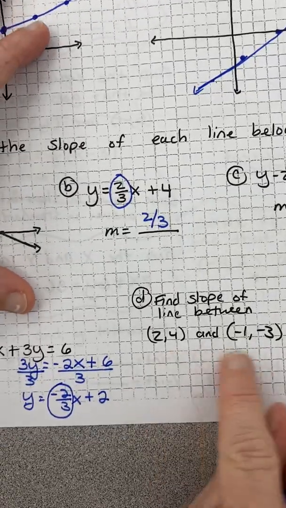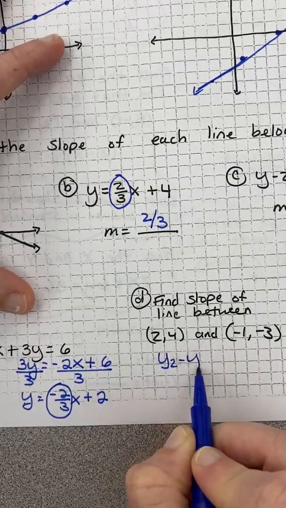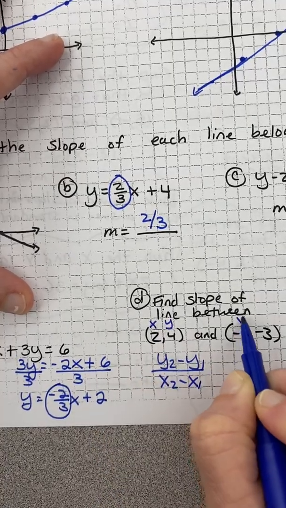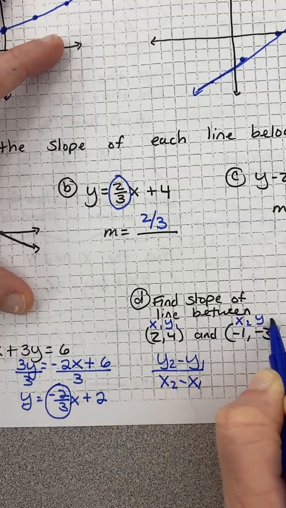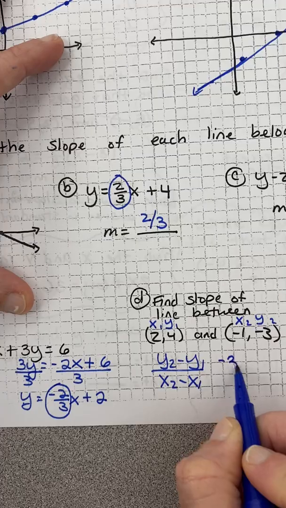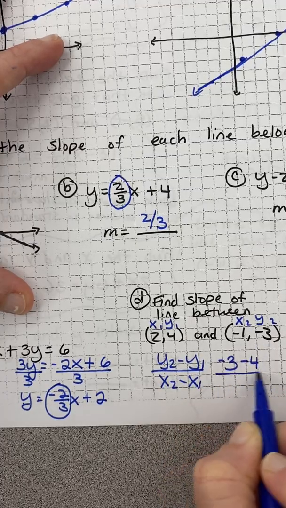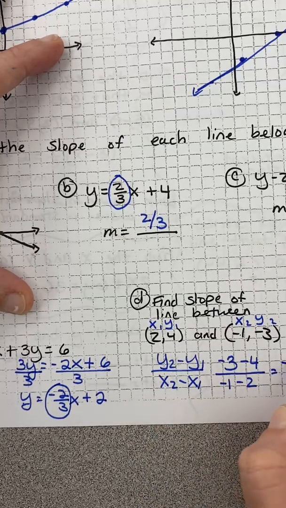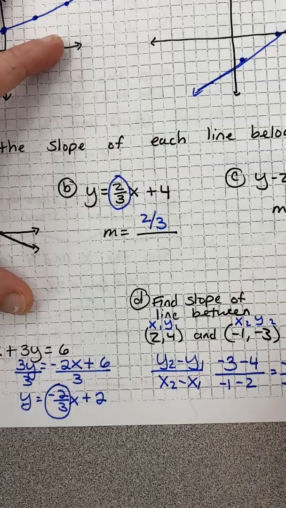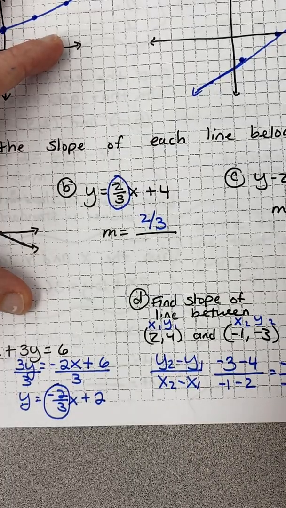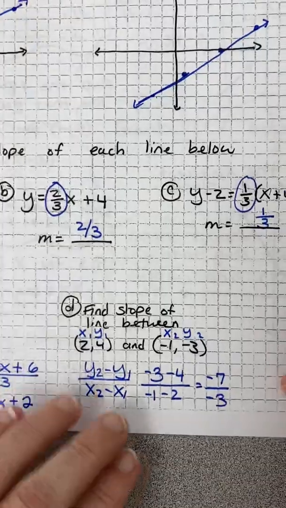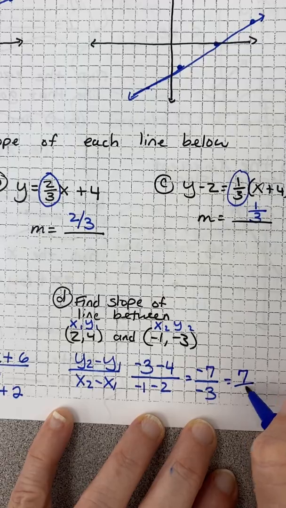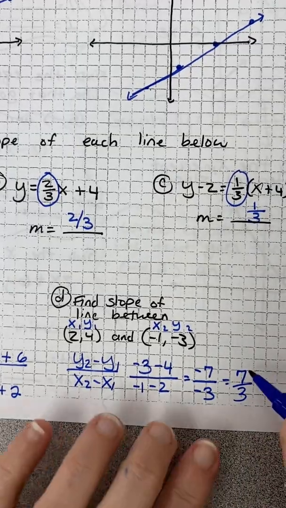All right, to find the slope here, I have to use the equation y2 minus y1 over x2 minus x1. This is x, this is y, x and y, 1, 1, 2, 2. So now I just fill it in. -3 minus 4 over -1 minus 2. It's -7 over -3. Some people are trying to leave their answers like this. Remember that you don't want to have a negative over a negative. So the negatives cancel out and you end up with 7/3. And that's your slope.